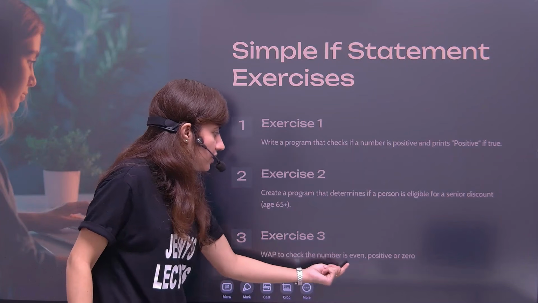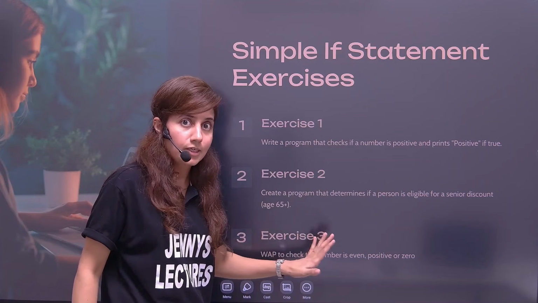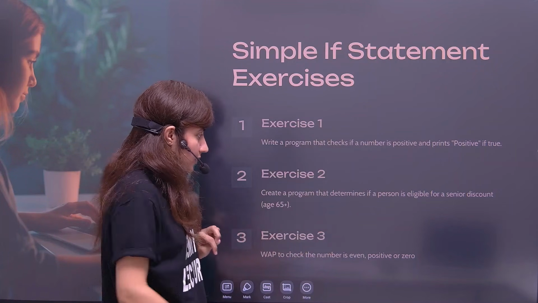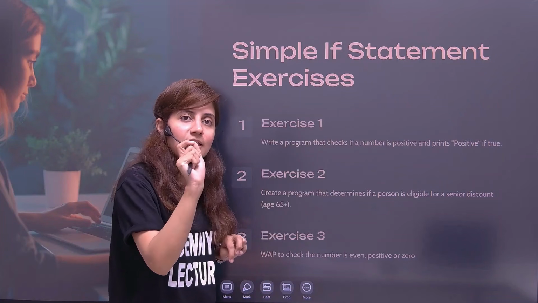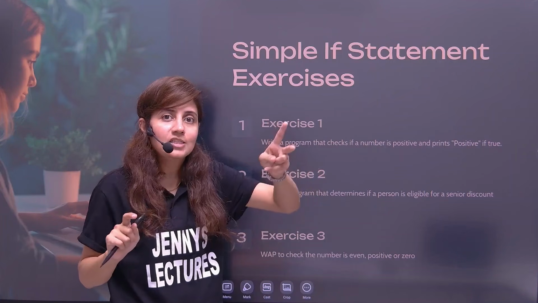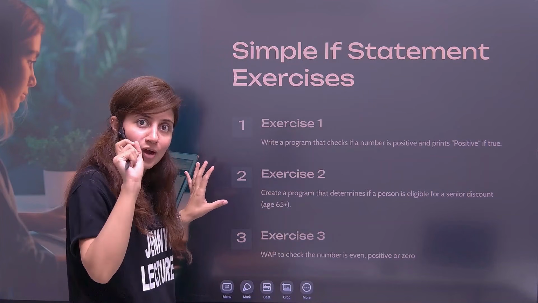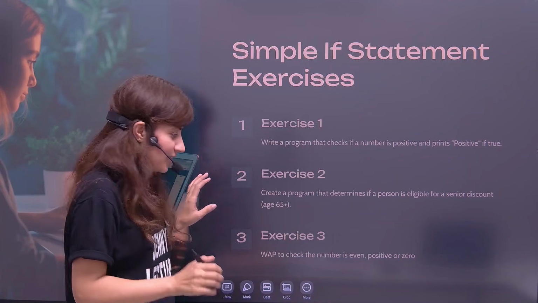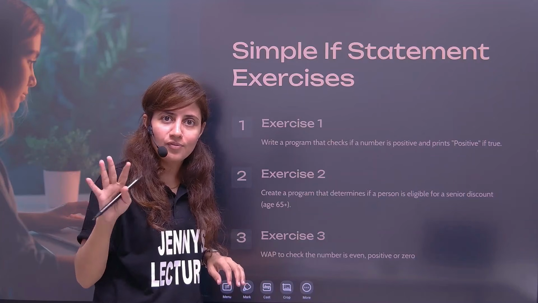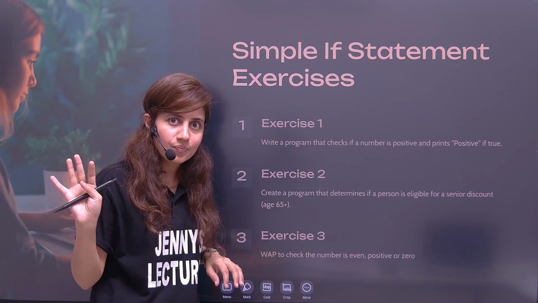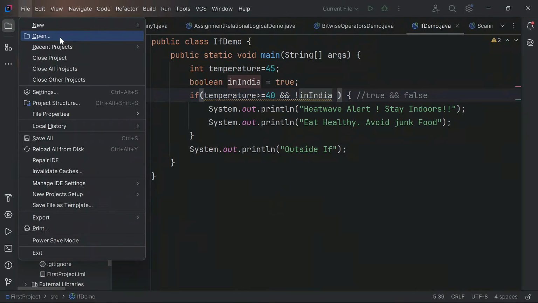Write a program to check whether the number is even, positive, or zero. Here you have to check three things: even, positive, and zero. Three choices you have, but you have only simple if. You cannot use if else or else if, because we have only discussed simple if. So the constraint is to solve this problem using if. That's it. No if else, no else if. Okay, pause the video and try all three exercises right now.